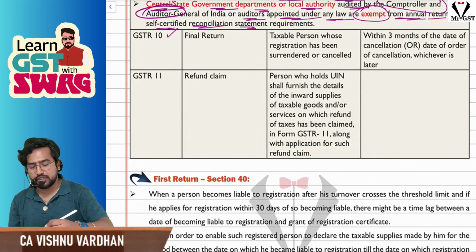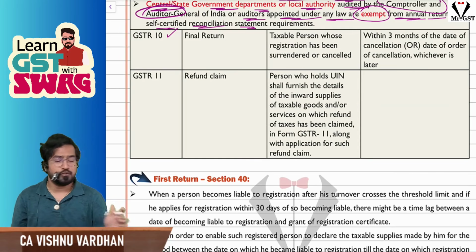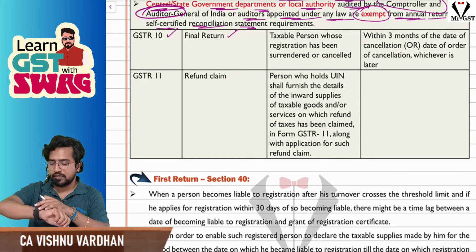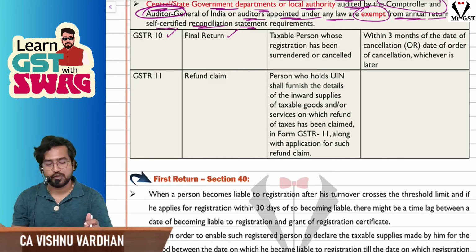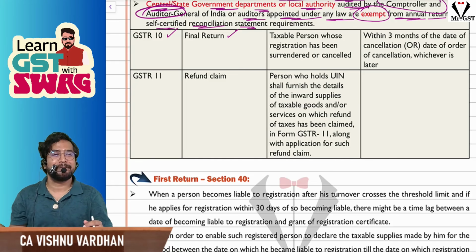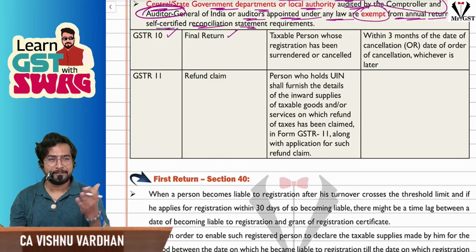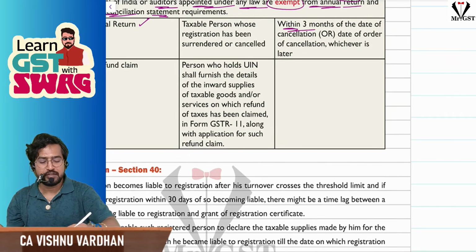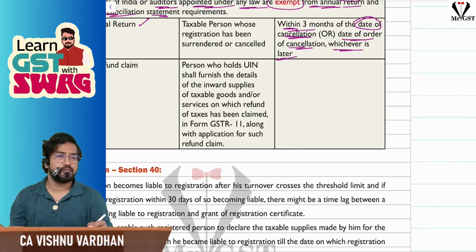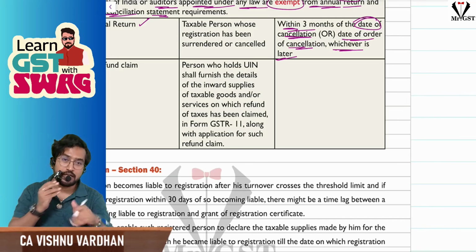GSTR 10. Then the most neglected return, the final return. Have you filed a final return anytime? Form number, okay. What is the due date? Before cancellation, right? So you should file this return within 3 months from the date of cancellation or the date of the order of cancellation, whichever is later, not earlier, later.